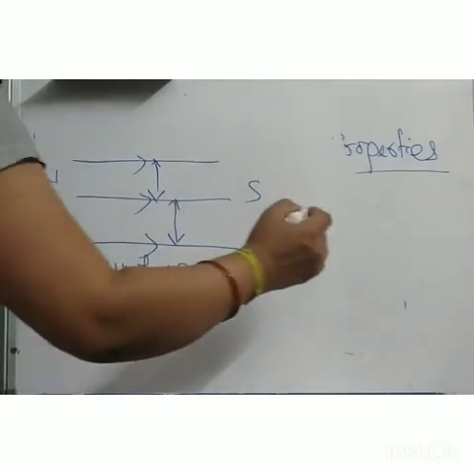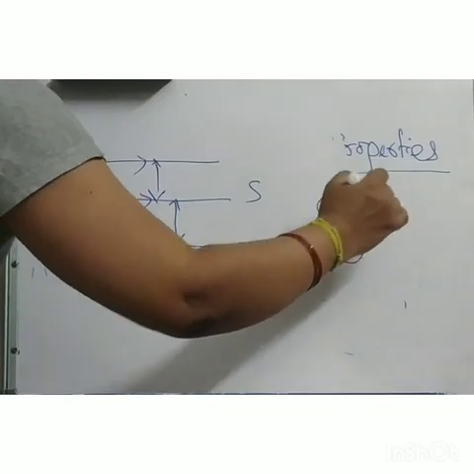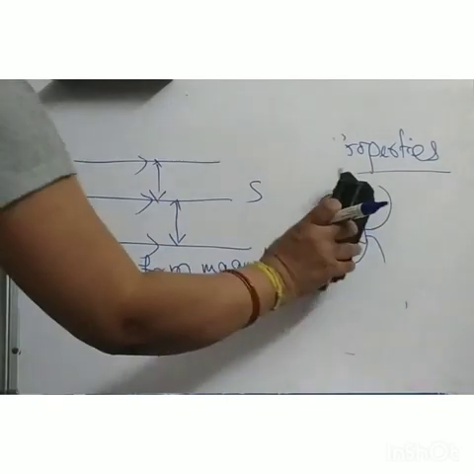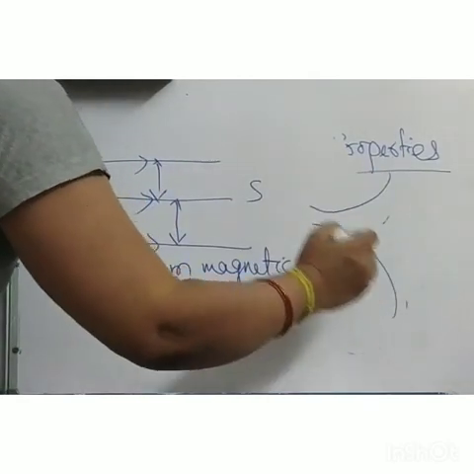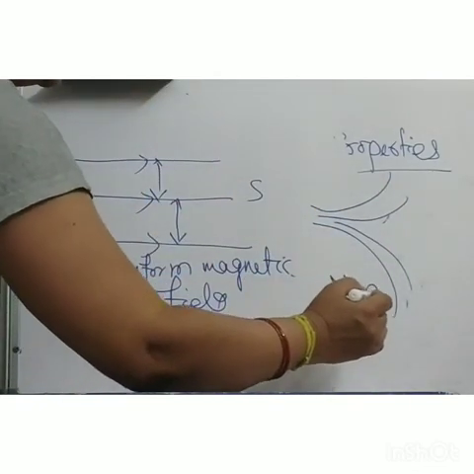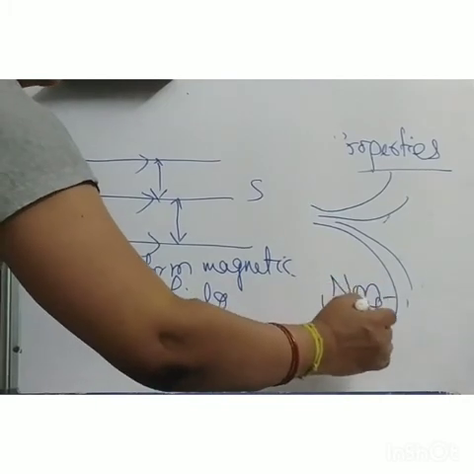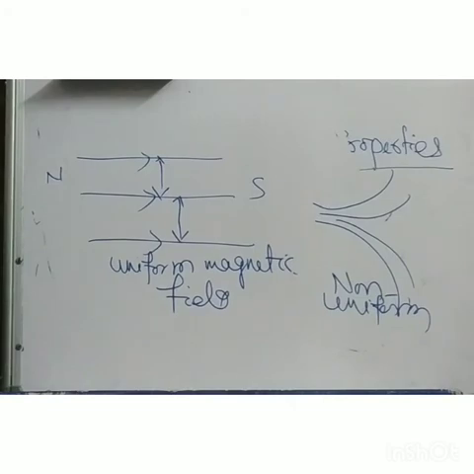But for a non-uniform field, you will see this. For a non-uniform field, the field lines will be like this, like this, like this. So this is not uniform. This is for a non-uniform magnetic field. Hope I am clear with these properties now. I have discussed 5 to 6 properties. Hope you people have understood. These are easy portions of magnetic effects of current.